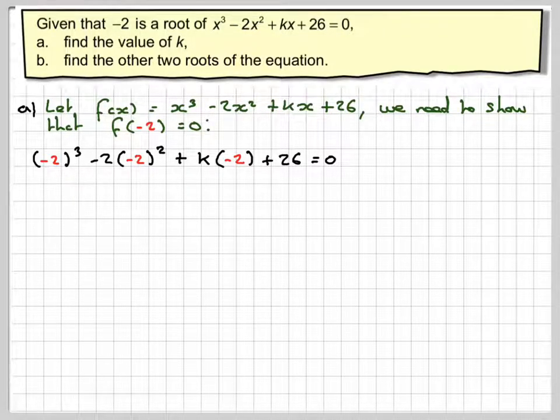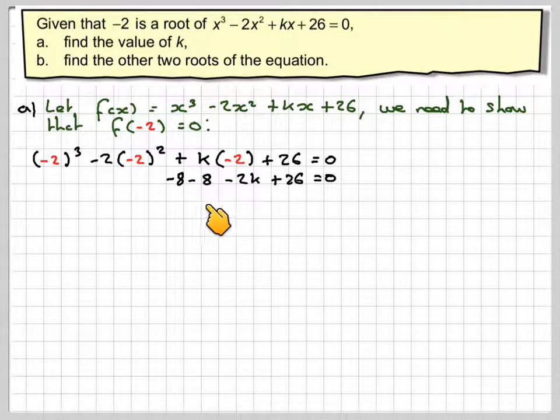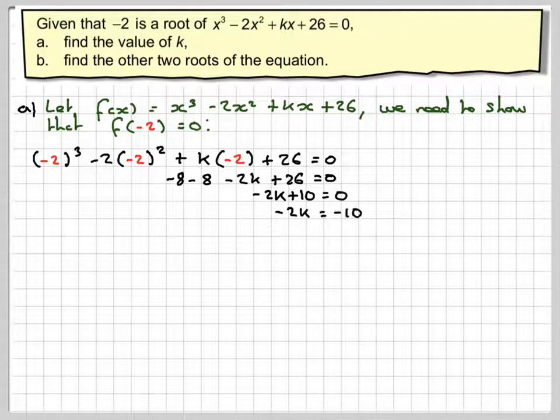Minus 2 cubed is minus 8. Minus 2 times minus 2 squared: well, minus 2 squared is 4, and 4 times minus 2 is minus 8. Here we've just got minus 2k, plus 26 is equal to 0. So we've got minus 8 minus 8, which makes minus 16, plus 26 makes 10. We've still got the minus 2k. That's equal to 0. Minus 2k is equal to minus 10, and therefore k is equal to 5.